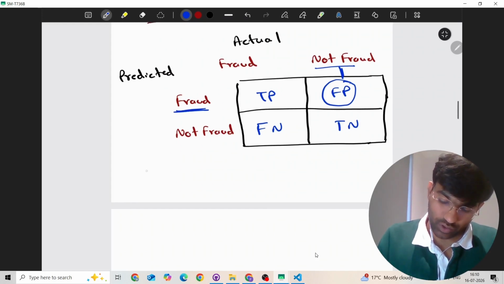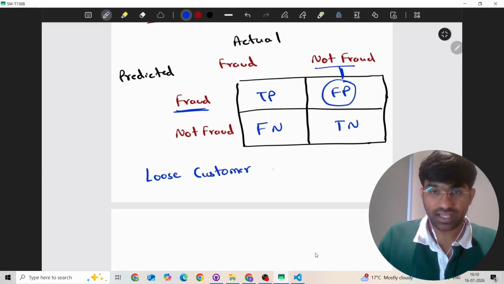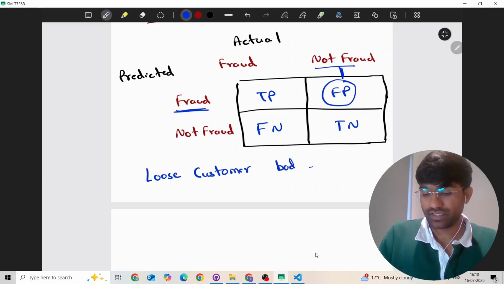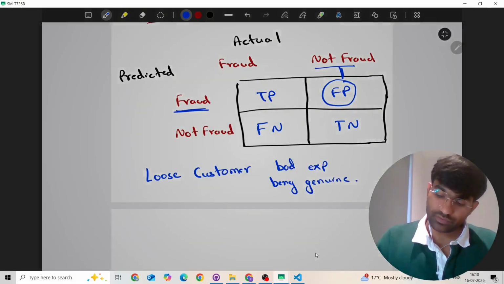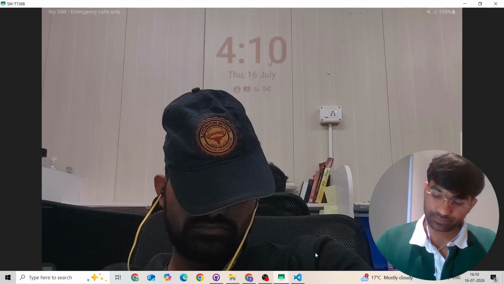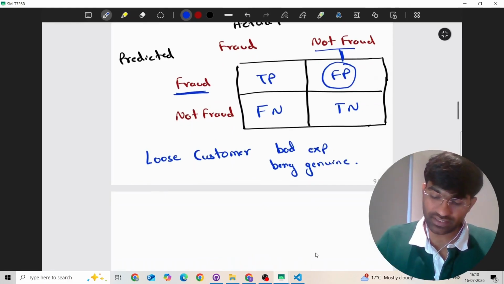You will lose the customer, the bank will lose the customer, because the customer has a bad experience. Being genuine, his loan application is rejected. So in this case, false positive rate is very important.